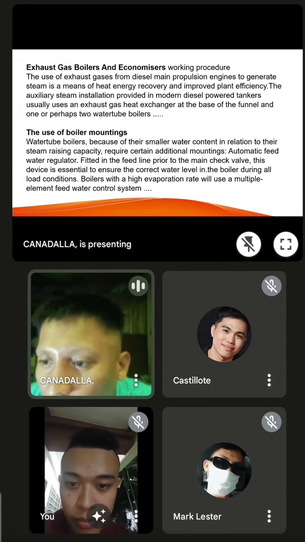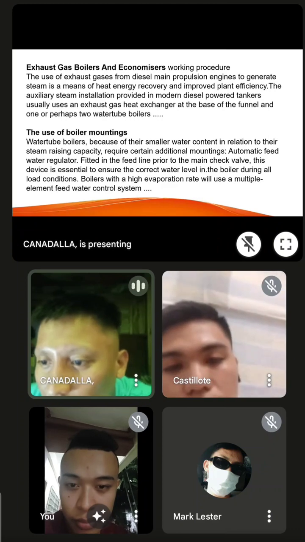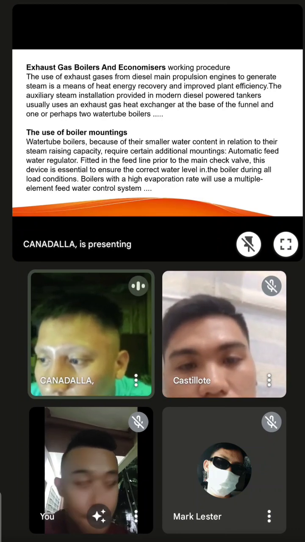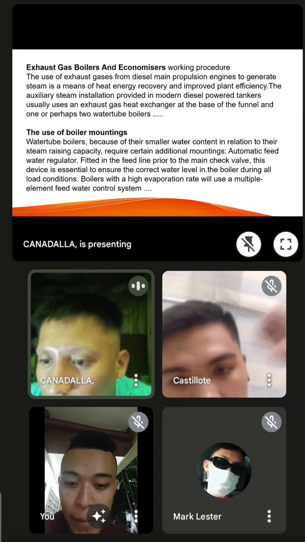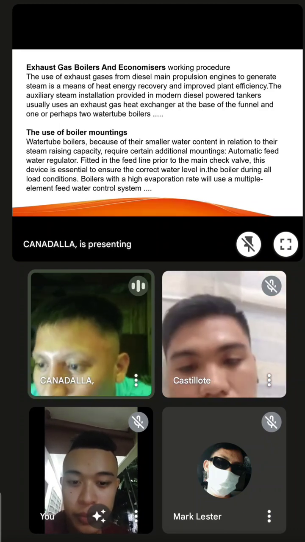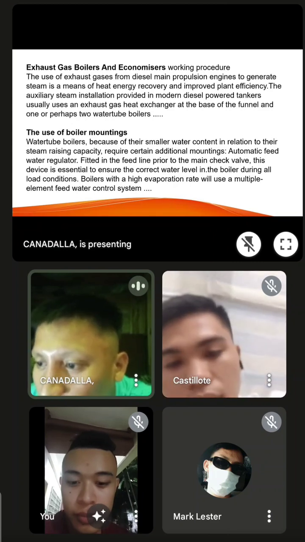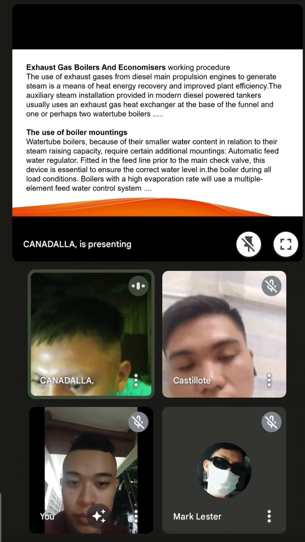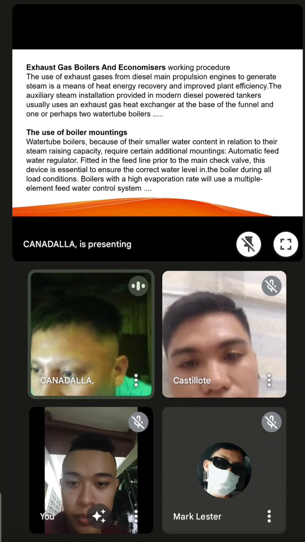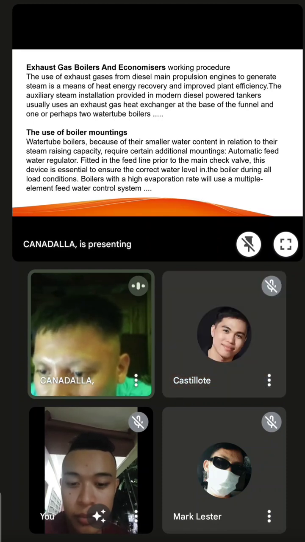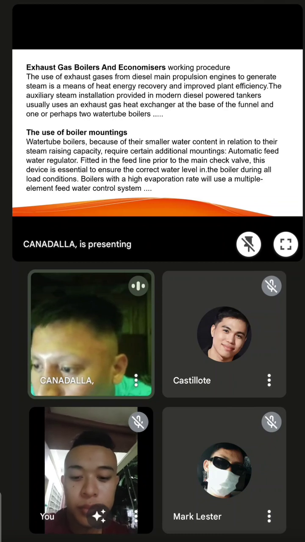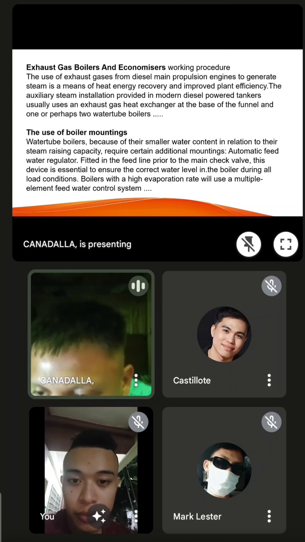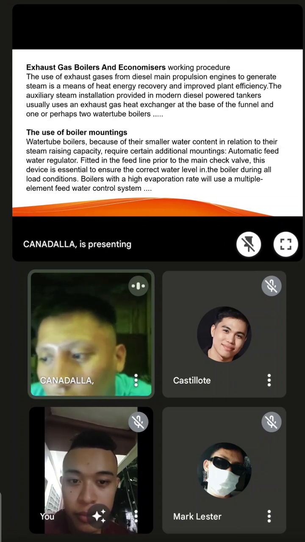Boiler mountings: water tube boilers, because of their small water content in relation to their steam raising capacity, require additional mountings. An automatic feed water regulator is fitted in the feed line prior to the main check valve. This device is essential to ensure the correct water level in the boiler during all load conditions. Boilers with a high evaporation rate will use a multi-element feed water control.